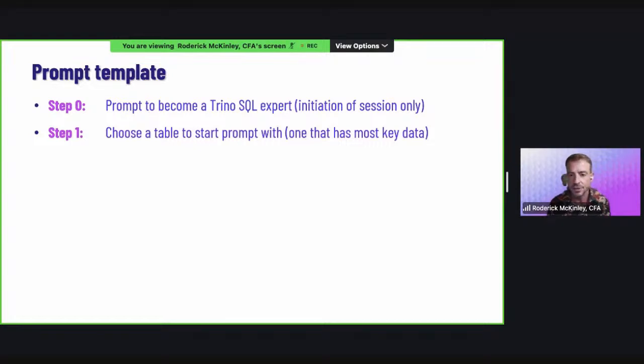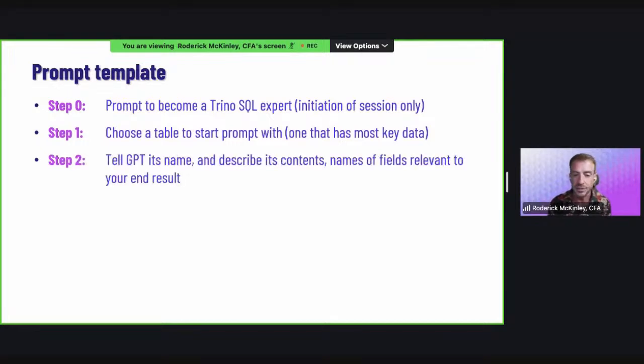Choose a table to start your prompt with, and I guess it makes sense to choose the table that has the most critical data for your operation. Tell GPT its name, describe its context, name the fields that are relevant to your result. Repeat for any additional tables.